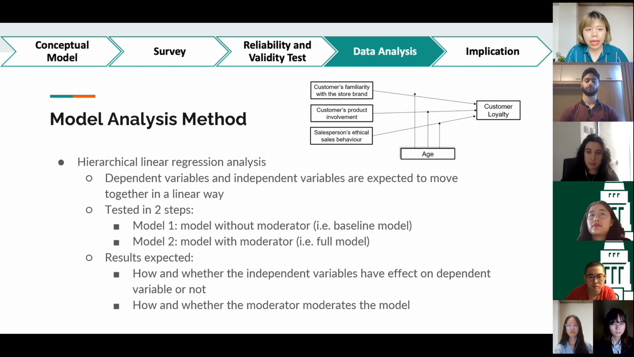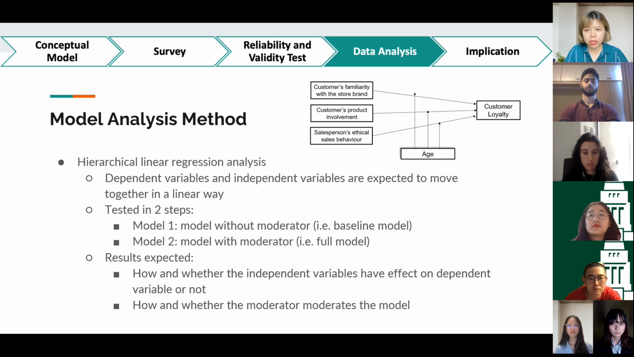The last step will be analyzing our conceptual model. We will be performing a hierarchical linear regression analysis because we are expecting the dependent variable and the independent variables will move together in a linear way. There are 2 steps here.